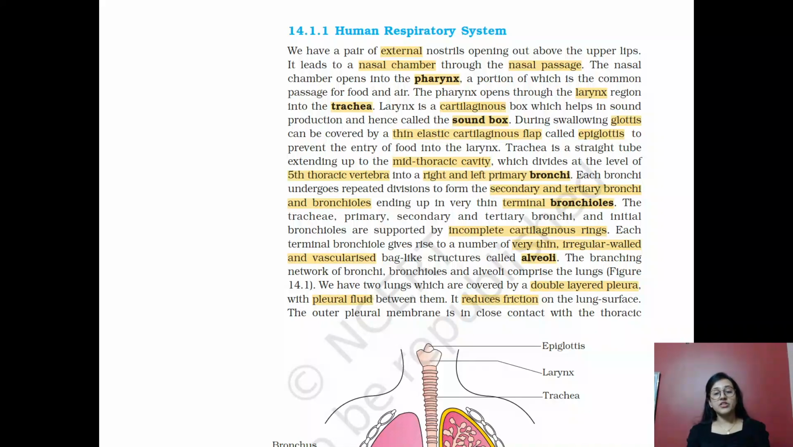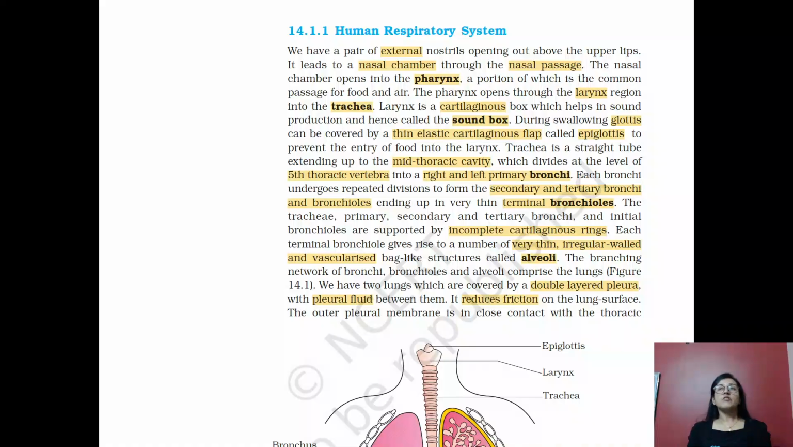And finally, after division of tertiary bronchi, we get bronchioles which end up in very thin terminal bronchioles. The trachea, primary, secondary, tertiary bronchi and the initial bronchioles all are supported by incomplete cartilaginous rings. Each terminal bronchiole gives rise to a number of very thin, irregular walled and vascularized bag-like structures called alveoli. The branching network of bronchi, bronchioles and alveoli comprise the lungs.